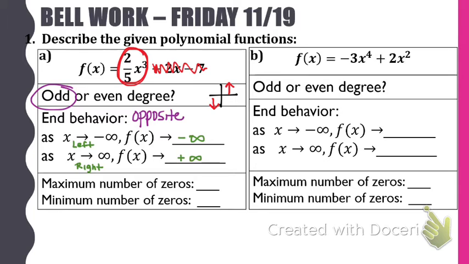The maximum number of zeros is your degree. And because this is a third degree, the maximum would be 3 x-intercepts. The minimum, is that going to be 1 or 0? Who remembers from yesterday? What would you say, Jewel? 1. Yep, it would be 1 because it's odd. Odd degrees have to have at least 1.